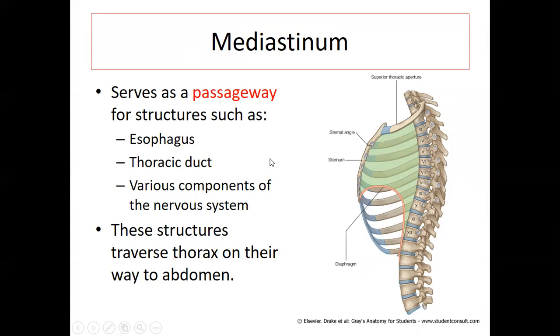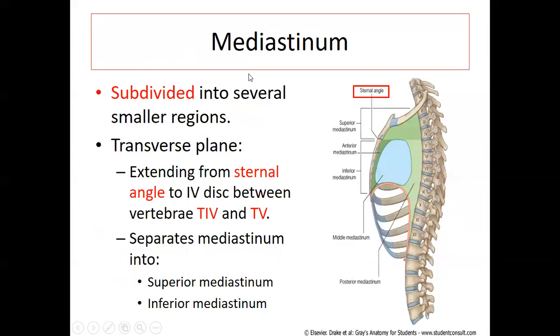The same thing also happens to the other structures. The mediastinum is subdivided into several smaller regions.